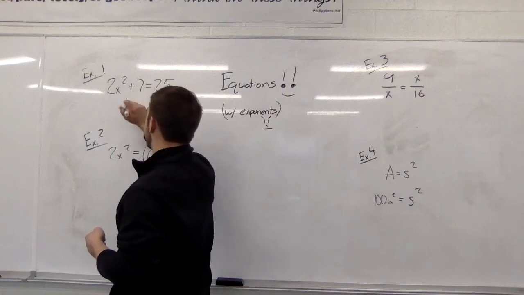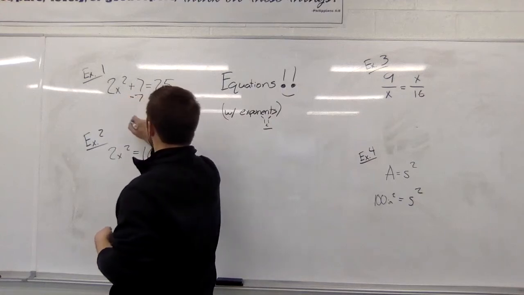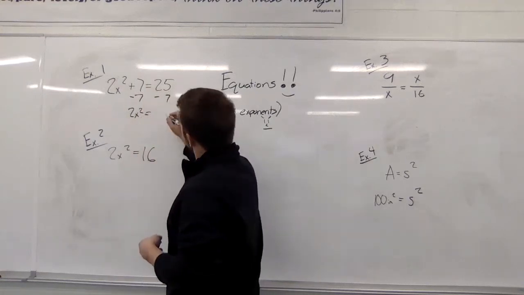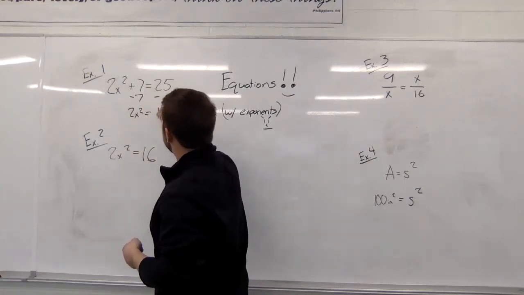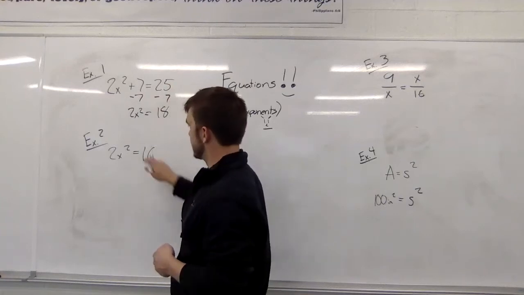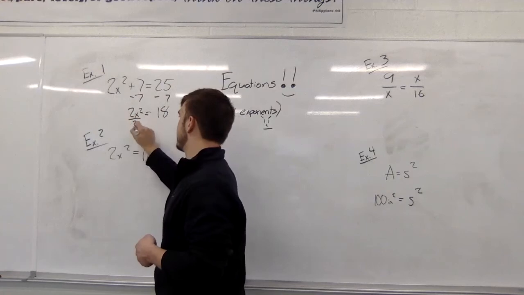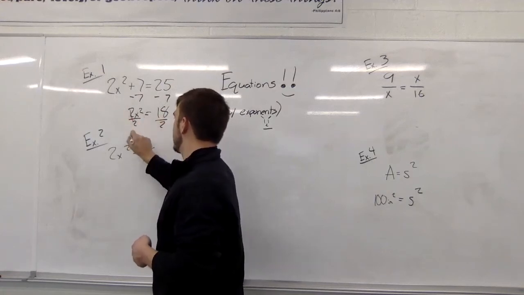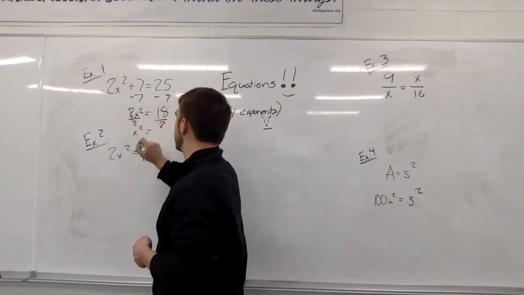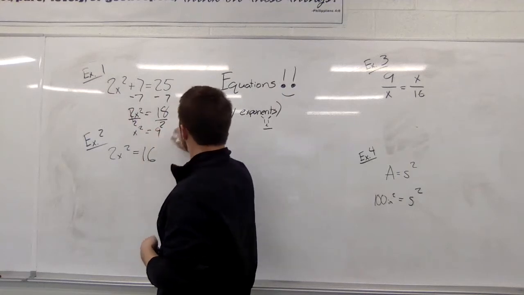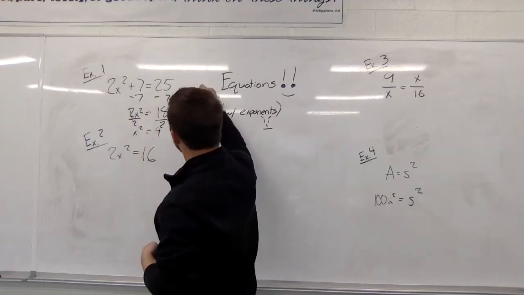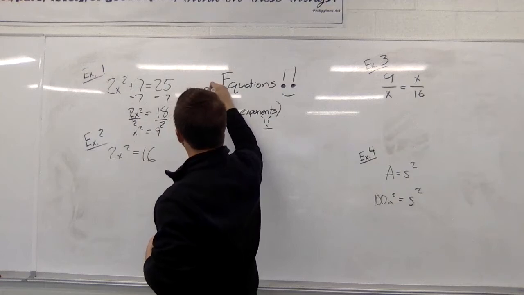You have 7. Get rid of the 7, minus 7, minus 7. 2x squared is equal to, what is that, 18, right? And then it's 2 times x squared, so we can divide by 2 on both sides. That cancels that out. So now you have x squared is equal to 9. We'll pull that information up here. X squared is equal to 9.